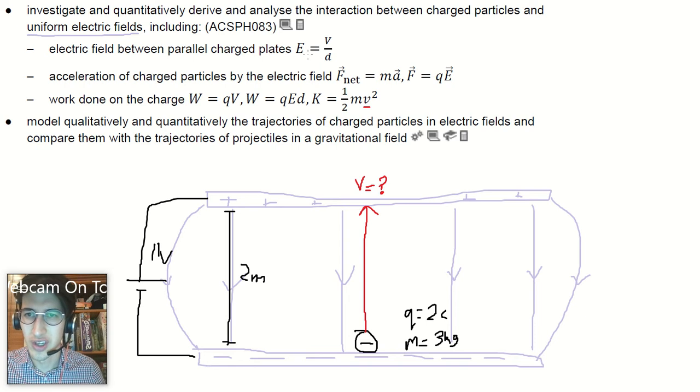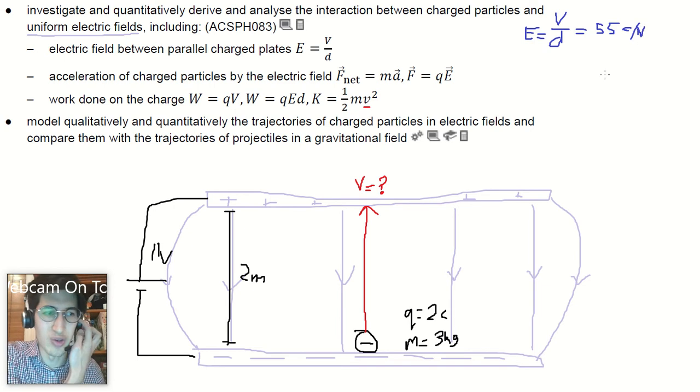Let's do it in blue. So E is equal to V over D. It's going to be a lot of fiddling around here. E is equal to V over D, and that's going to be 11 volts over a distance of 2. 11 divided by 2 is 5.5. That is coulombs per Newton. Yep, believe me, that's what I've written.